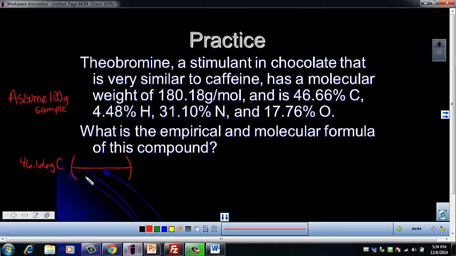At this point, go ahead, pause the video, try to work out the empirical formula, then skip ahead and check your answer. And then we'll work the molecular formula part together. If you want to try it, give it a try and see what you do with it.